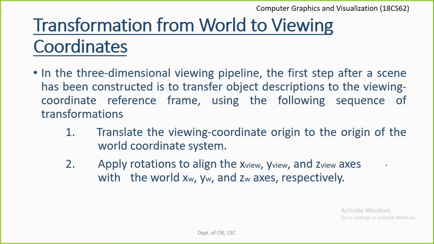Then we understood the transformation from the world coordinates to the viewing coordinates. Remember there are two steps. The first step is to translate the viewing coordinate origin to the world coordinate origin. Once you've done that, the second transformation is to apply rotations to align the x view, y view and z view along the xw, yw and zw axes.